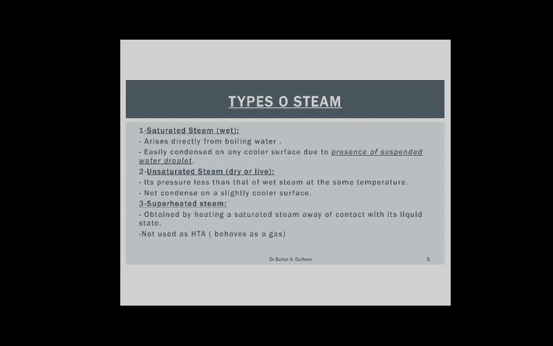Types of steam. Number one, saturated steam or wet steam, arises directly from boiling water. It is easily condensed on any cooler surface due to the presence of suspended water droplets. Number two, unsaturated steam or dry or live steam, its pressure is less than that of wet steam at the same temperature, and it is not condensed on a slightly cooler surface. Number three, superheated steam, obtained by heating saturated steam away from contact with its liquid state. It is not used as an HTA because it behaves like a gas.